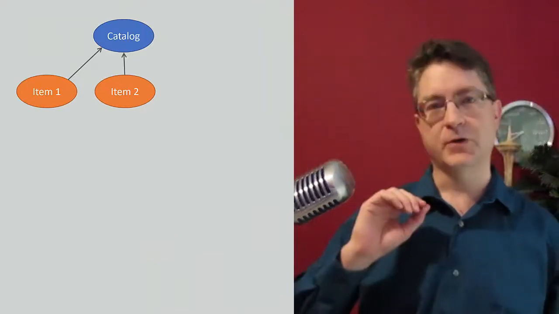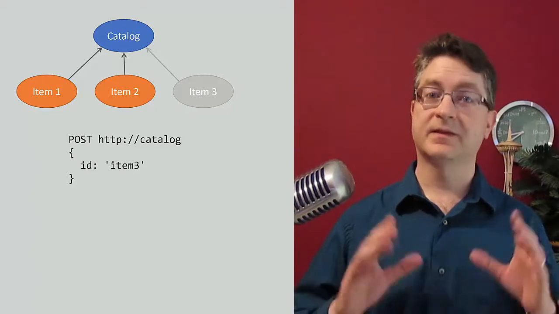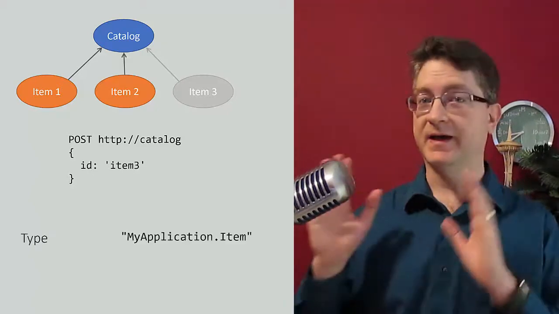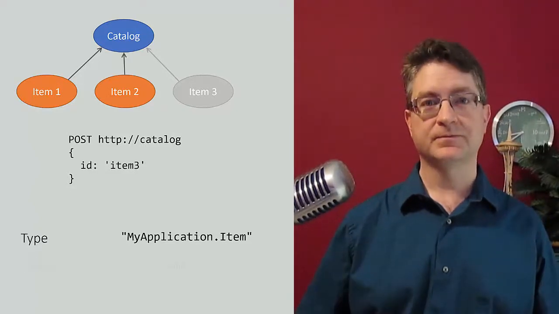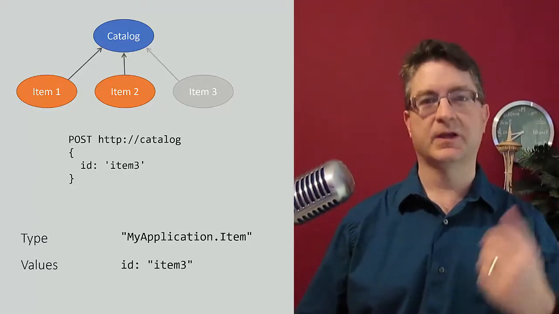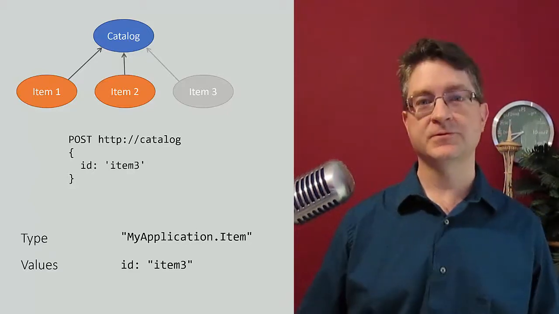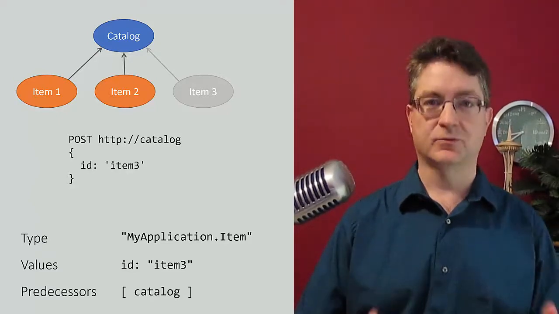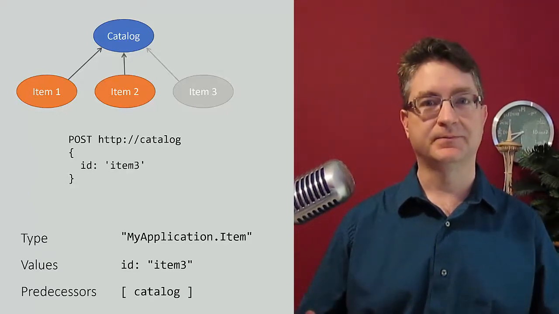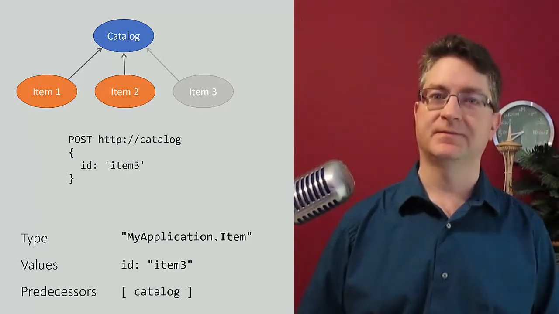Let's say that we're doing a post to the catalog, and we're posting a new item. The type of this object is myApplication.item. It's just the namespace and the type. The values, that's the collection of values. It's only got one value in this case. ID is item 3. And predecessors, that's just the catalog. So if I already have a record that has these 3 attributes, then I already know about this item. If I don't, then I insert it and I say that it's created.